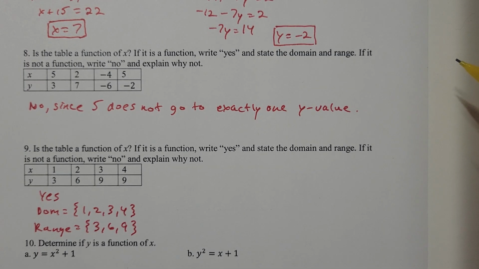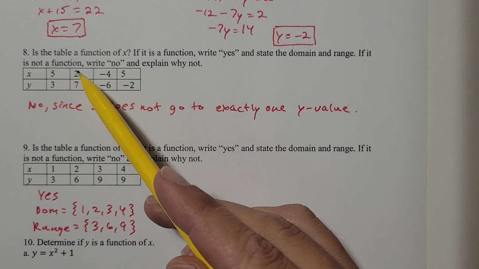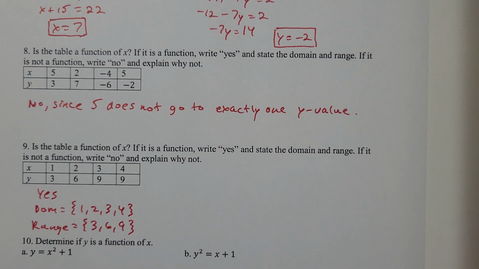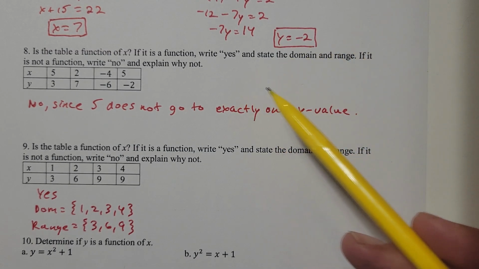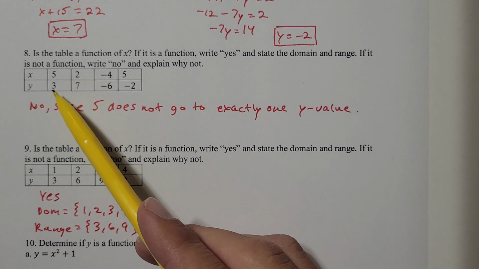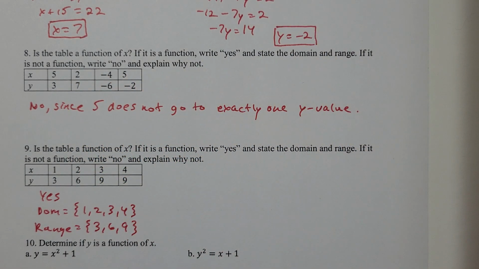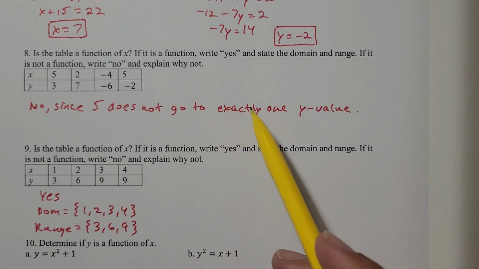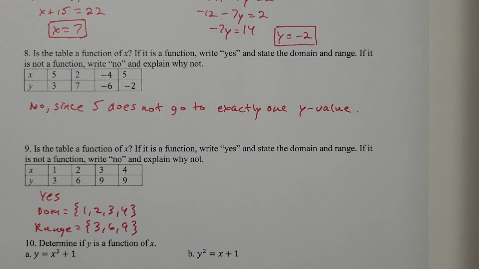Okay, so for a function to happen, each x value can only go to one y value. So I've got 5 going to 3, 2 going to 7, -4 going to -6, and 5 going to -2. Now each x value can only go to one y value. So here, this is not going to be a function, right? Because I've got 5 going to 3, and 5 going to -2. Okay, so I'm going to say, no, it's not a function, since 5 does not go to exactly one y value. When it's not a function, we don't talk about the domain and the range. It wasn't a function to begin with.